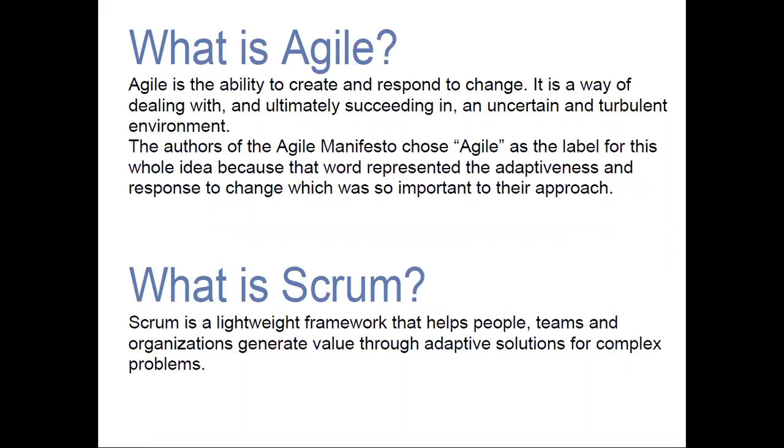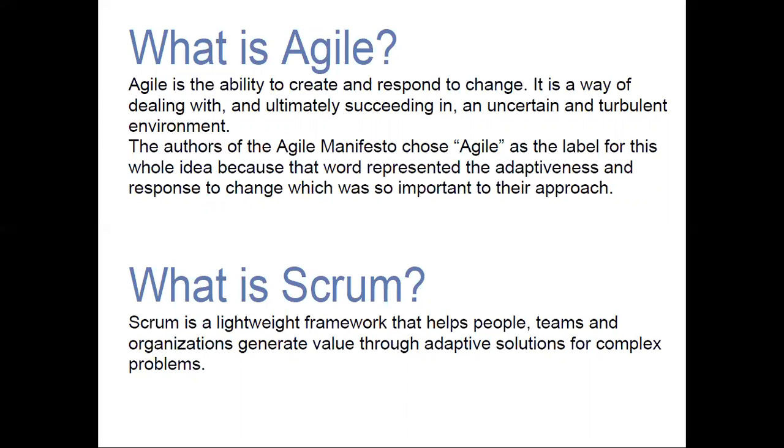So first, let's understand what is Agile. Agile is the ability to create and respond to change. It is a way of dealing with and ultimately succeeding in an uncertain and turbulent environment. The authors of the Agile Manifesto chose Agile as the label for this whole idea because that word represented the adaptiveness and response to change, which was so important to their approach.